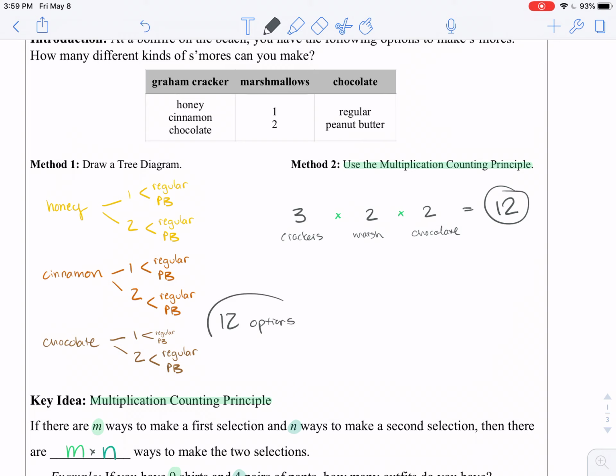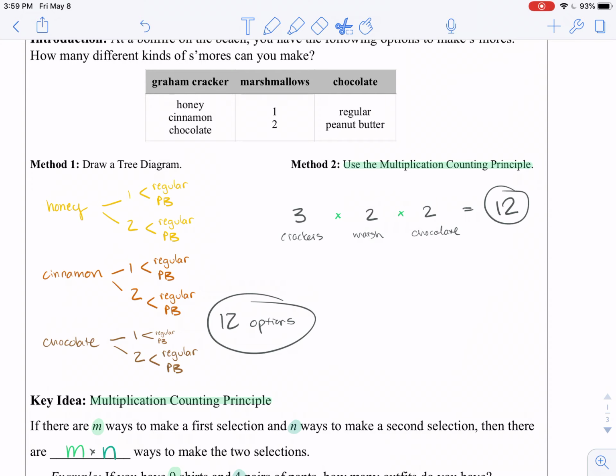So no matter which way we do it, we get the same kind of answer. We have 12 possible different kinds of s'mores. Cool. Now what if it gets a little bit more complicated? Well, if it gets a little bit more complicated, then we're going to need a brand new tool.